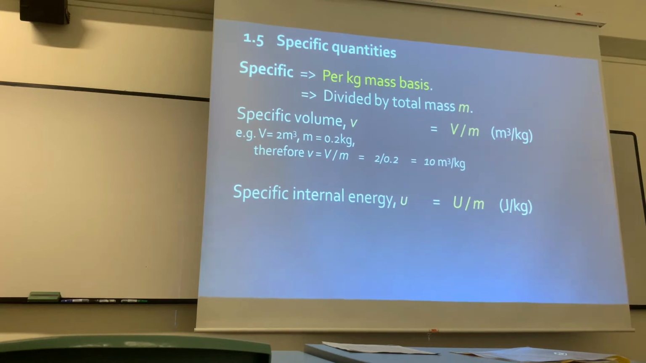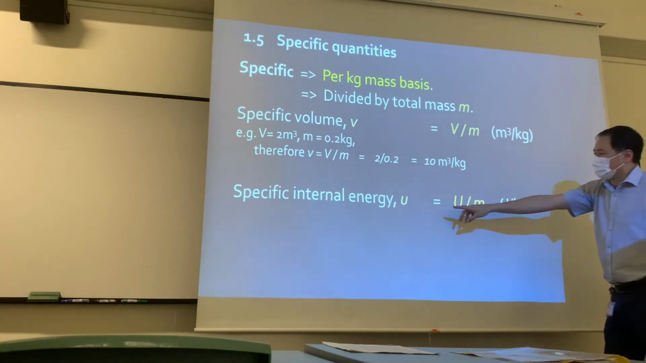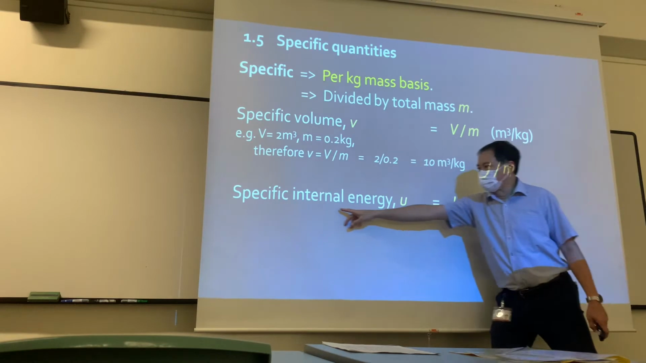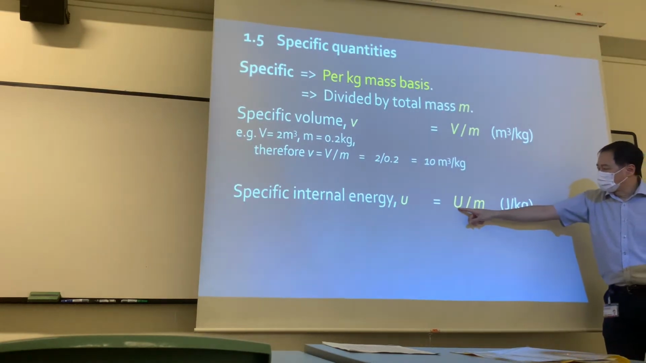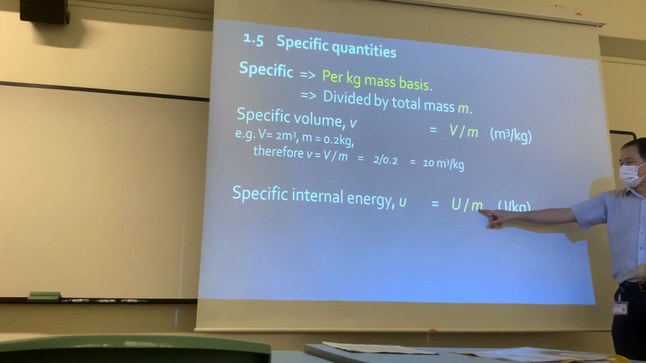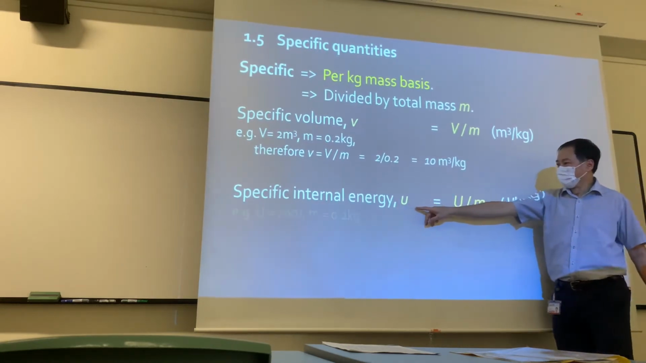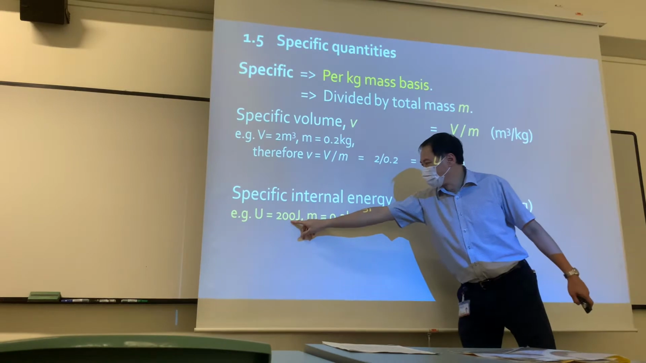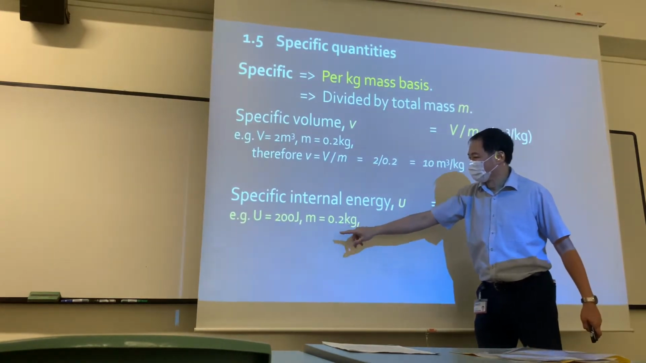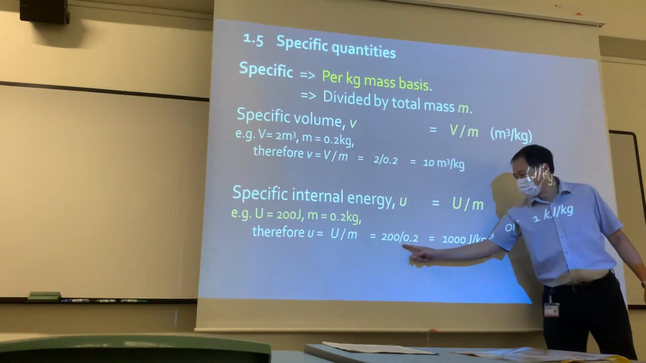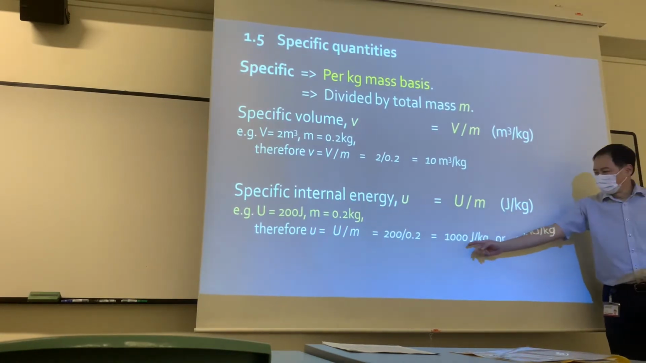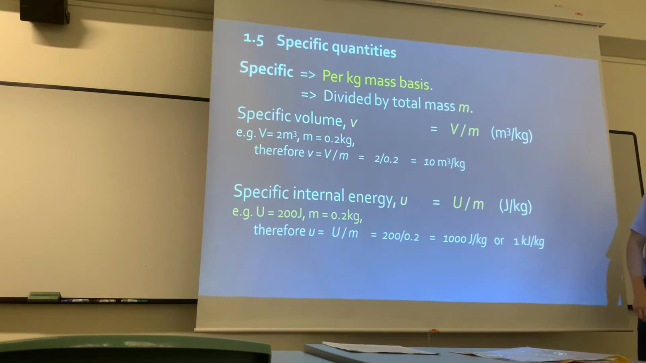The same as the internal energy. If you're talking about specific internal energy, it is the internal energy divided by the total mass. For example, I have 200 joules and my mass is 0.2 kilogram. So my specific internal energy is equal to 200 divided by 0.2, which is 1 kilojoule per kilogram.